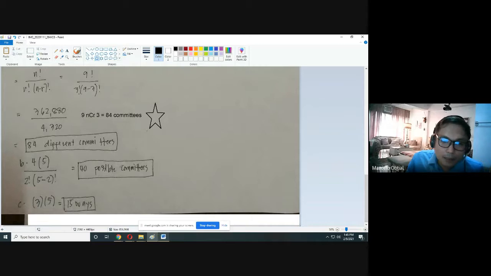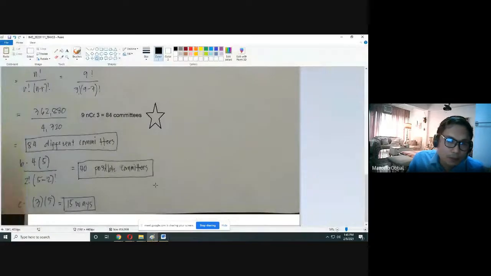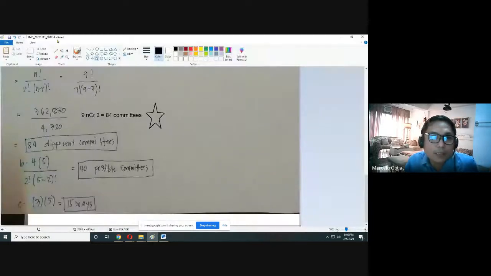Ang letter B, with one man and two women. One man, we need 3, no? So, ang solution dapat natin dito, letter B, kukuha ka ng isang lalaki out of 4. So, that is 4 C 1. Kukuha ka ng dalawang babae out of 5. 4 C 1 and 5 C 2. Bakit ang solution niya? Mali ito, ha?